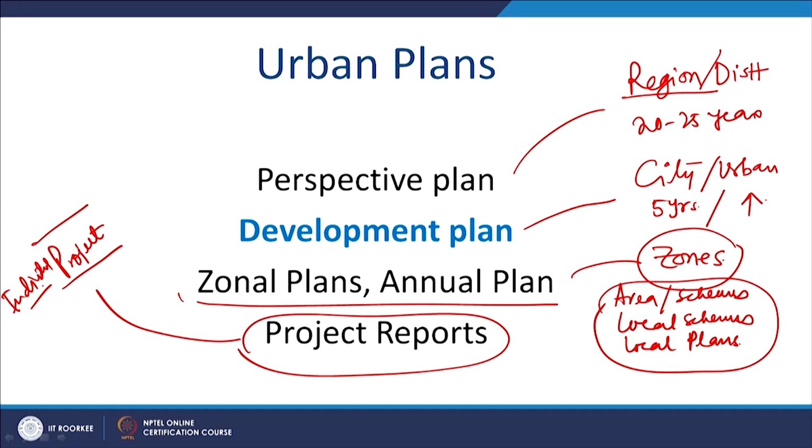So, this is the categories and the hierarchies of the technical documents which we make under planning. Perspective plan, development plan, zonal development plan, annual plan, and project reports. Mostly if you work at the city level, you will be formulating the city development plan or urban development plan, zonal plan, local area plan or area development schemes and the project reports. But yes, at times you will come to the perspective plan and the higher level of plans which you have to integrate your plan with.